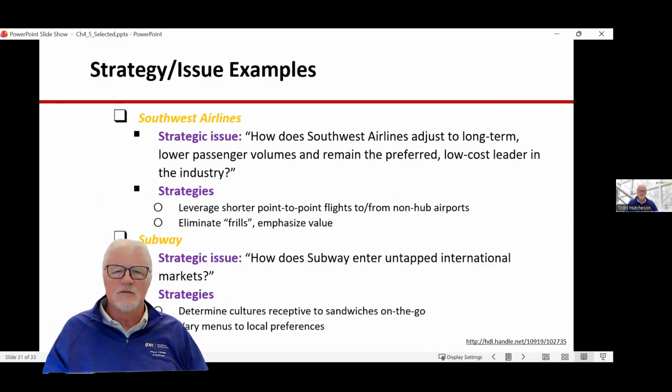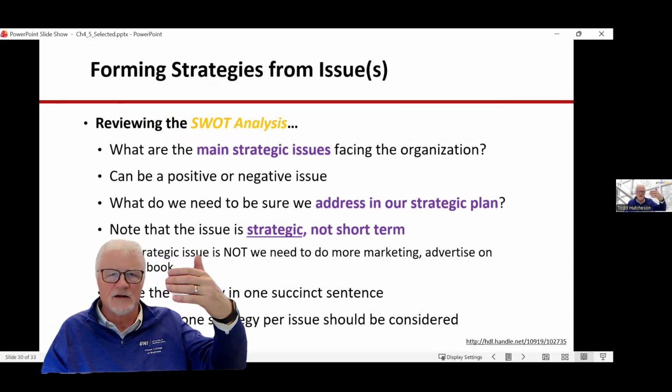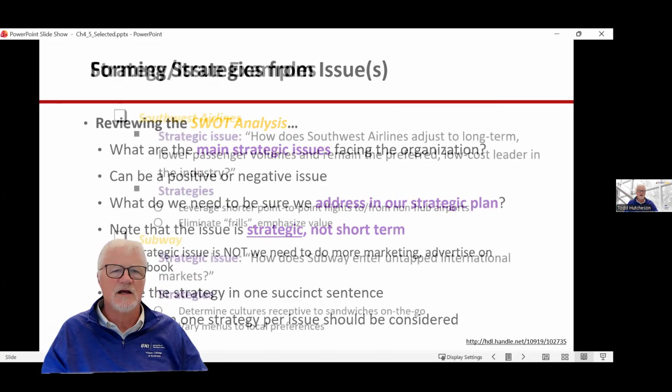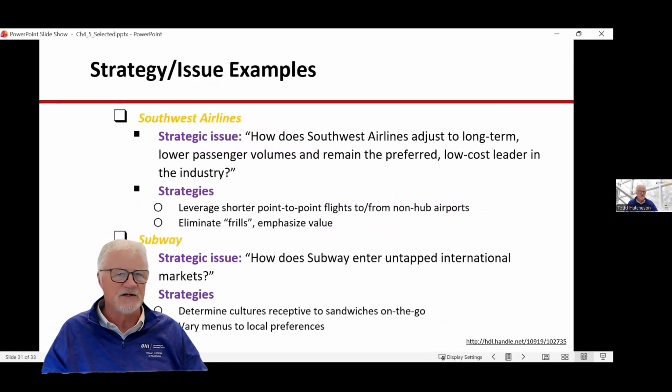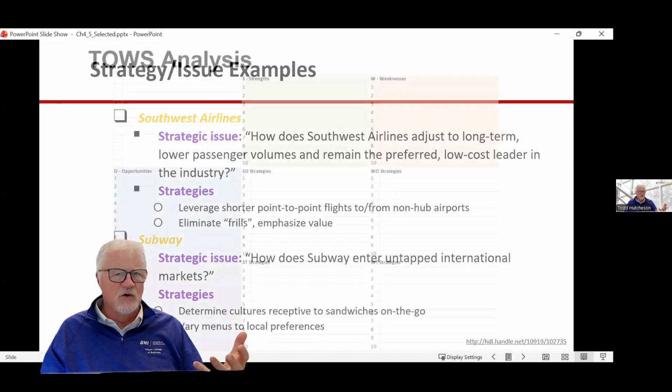Subway sandwiches. How does Subway enter an untapped international market? That would be a strategic issue they might have. Strategies: you have to understand cultures. You need to understand whether they're receptive to sandwiches on the go. It might be a culture that's not. It might not apply to your business model, or you may need to change the Subway business model to fit that culture. Strategy might be to vary menus to the local preferences. That's frequently done in fast food type operations. So you're identifying a strategic issue coming out of your SWOT analysis, and then you're addressing that with different strategies. So that's kind of a brainstorming way to look at it.